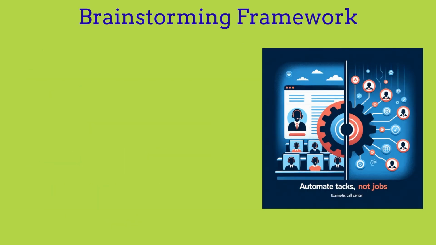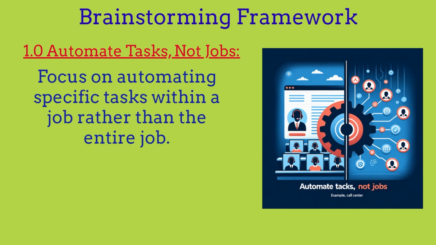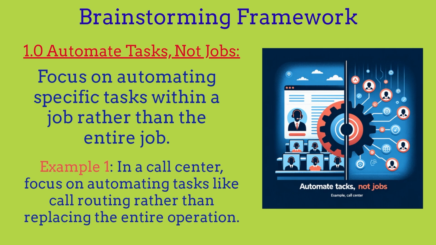For the second part, we have the brainstorming framework. The first part is to automate tasks and not jobs. This means that you should focus on automating specific tasks within a job rather than the entire job. An example can be in a call center: focus on automating tasks like call routing rather than replacing the entire operation. If we look at this picture here, we're trying to automate tasks and not jobs.